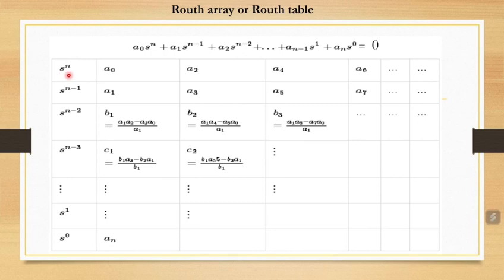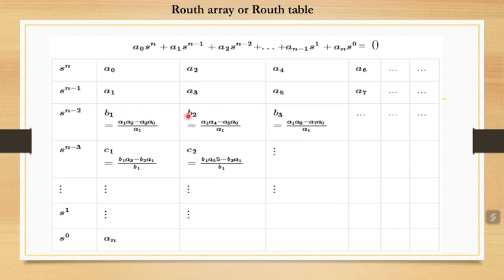Then from these two rows, we can form the next row, that is s power n minus 2. So if you want s power n minus 2, the mathematical calculation we'll use here is we'll multiply a1 into a2. So you can see here a1 into a2. Then there is a subtraction here, minus a3 into a0. So you can see here a3 into a0. So this factor is getting divided by a1, this base element a1. So this is how we'll be able to get this particular element, that is the first element of the row s power n minus 2.